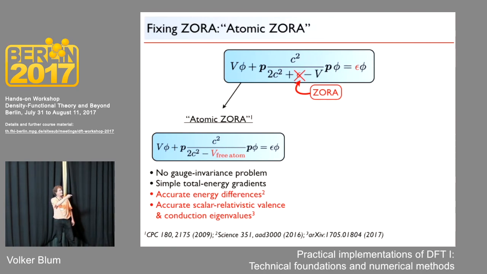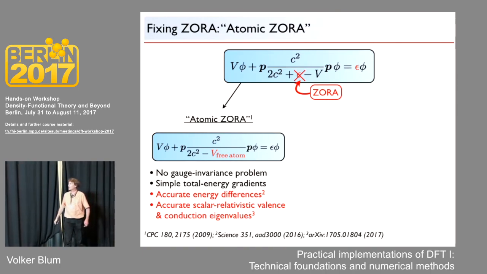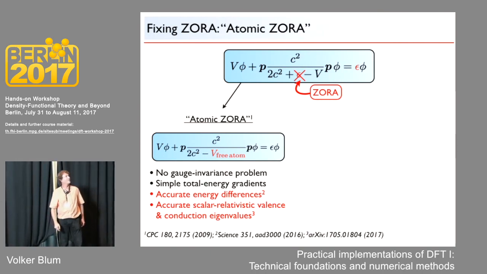It has no gauge invariance problem, so this problem of the shifting origin, the E minus V, has disappeared because we fixed the V here. The shape of this operator is in fact phenomenologically correct. It gives accurate energy differences. We've tested this many times. It's in these benchmark papers here that I talked about before.